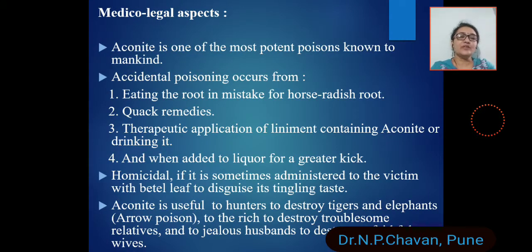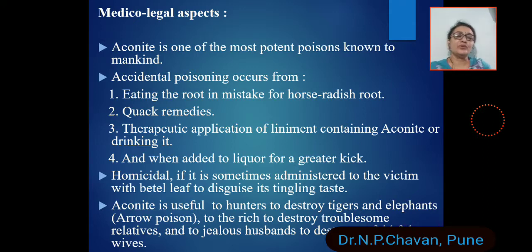So, the medicolegal aspects: aconite is one of the most potent poisons known to mankind. Accidental poisoning may occur from eating the root by mistake for horseradish root. If it is used as a quack remedy, it may produce poisoning. Therapeutic application of the liniment containing aconite, or drinking it, can also poison. If it is added to liquor for a greater kick, accidental poisoning may occur. Homicidal poisoning: it is sometimes administered to the victim with betel leaf to decrease the tingling taste.